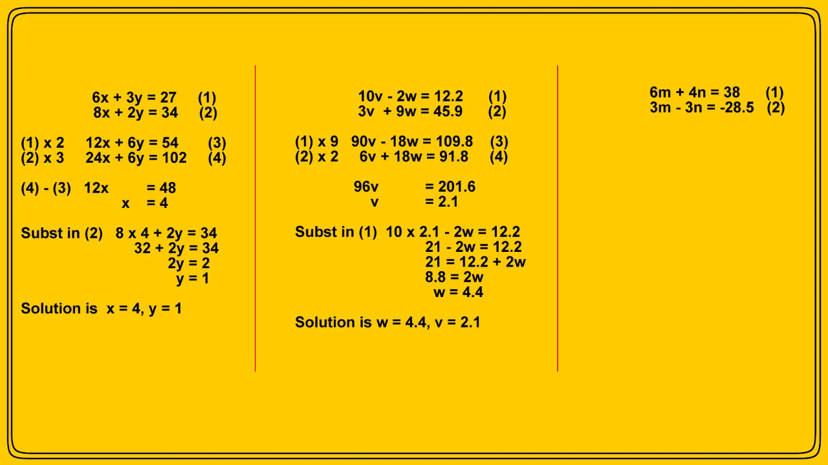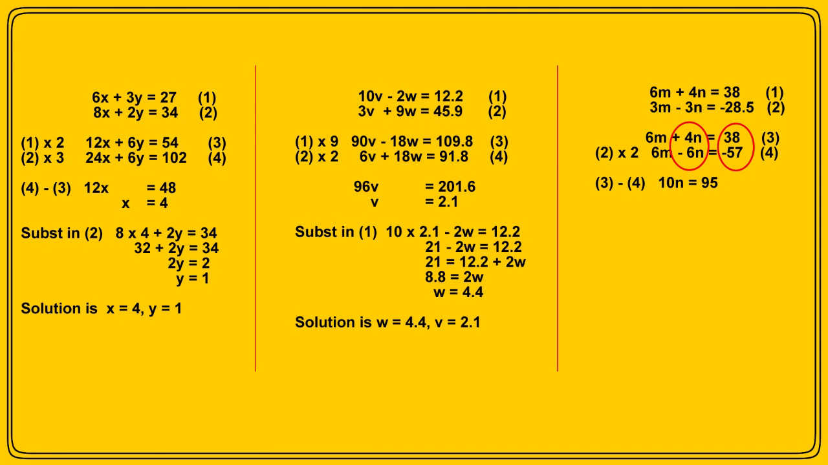So equation 1 stays as it is. 6m plus 4n equals 38. Label this equation 3. Multiplying equation 2 throughout by 2 gives 6m subtract 6n equals negative 57. And we'll label this equation 4. Now the 6m terms in both equations are positive, so we'll subtract the equations. I'm going to take equation 4 from equation 3, and this leaves us with 10n equals 95.